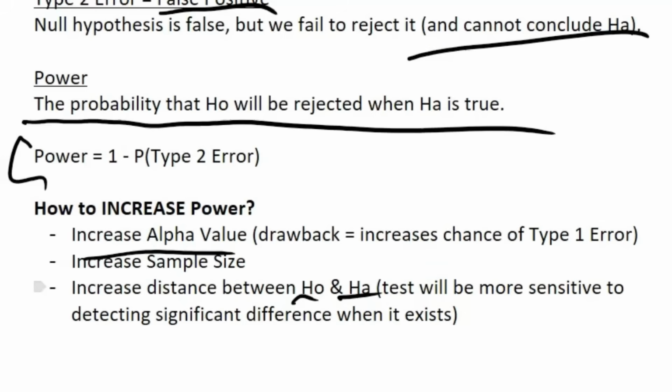So if you had two values like 2 and 3 and they're close together, then it's going to be harder to tell versus if you have like 2 and 100 as your null and alternative hypothesis respectively. So that does it for all the content you need to know for Unit 6.